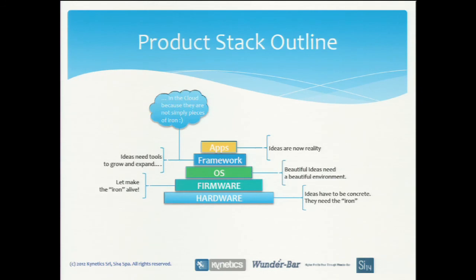Okay, so this is my basic idea of what a product has to be. I have the hardware, the firmware, an operating system, a framework, and finally an application and services. In the keynote before, the Freescale guy said, okay, we have hardware, software, and services, and this is exactly the model we want to follow when we think about a product.